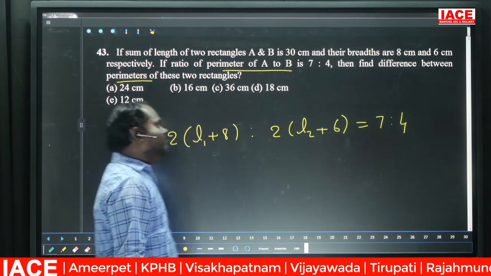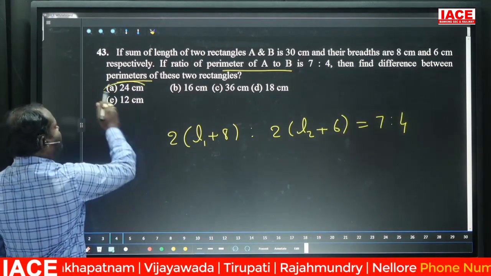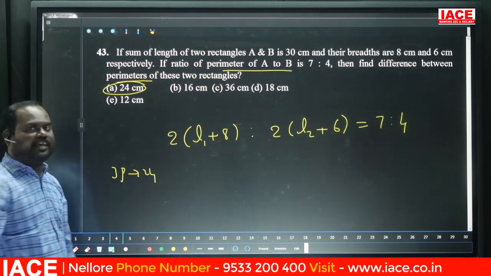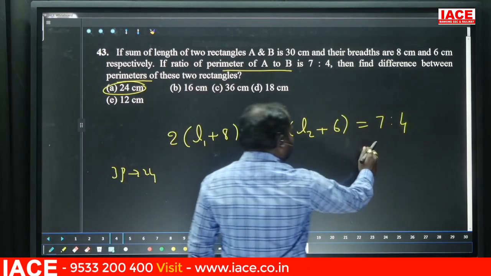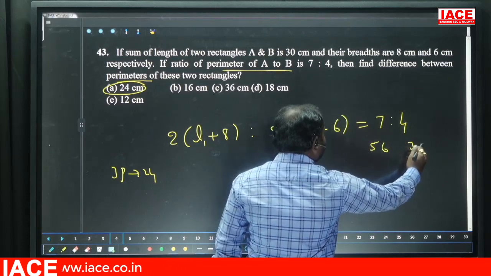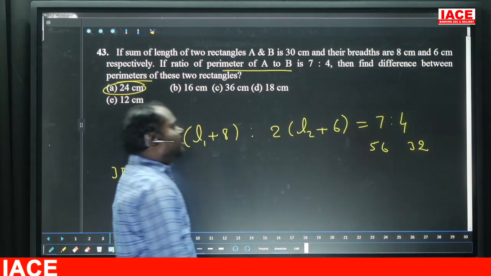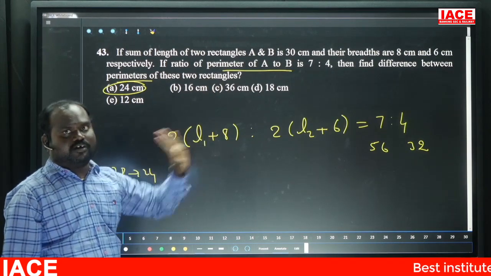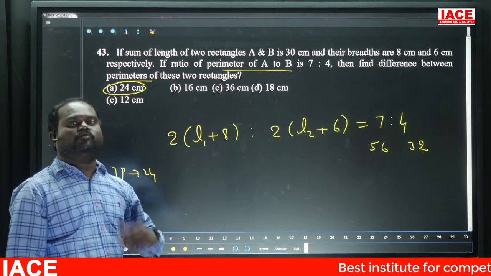Go through the options. For example, as per the first option, if 3 parts is 24, one part will be 8. That means 8 times 7 is 56 and 8 times 4 is 32. Let us see whether the given condition, the total length should be 30, is satisfied. If it is satisfied, no problem. Otherwise, go for the next option.